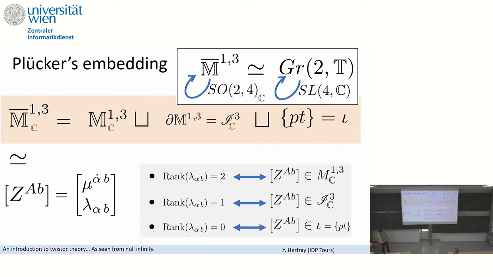Good. So that's the summary of these parts. Plücker's embedding is the fact that the Grassmannian, so two planes in twistor space, is the same as the conformal compactification of Minkowski space. When you break conformal invariance down to the Poincaré group, you have this invariant, which is the rank of lambda. It splits your Grassmannian into three different orbits for the Poincaré group: Minkowski space, Scri, and spatial infinity. So you're completely recovering the decomposition of the conformal compactification. But as seen from twistor space, the good thing now is that what's acting on twistor space is SL4C. So you're really realizing the action of SL4C on this conformal compactification. That's the main message. Is there a question on that?